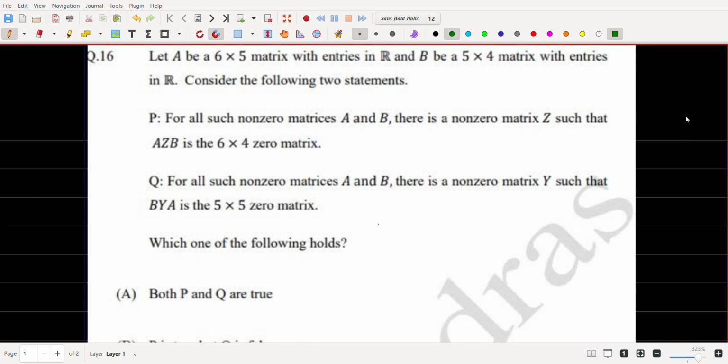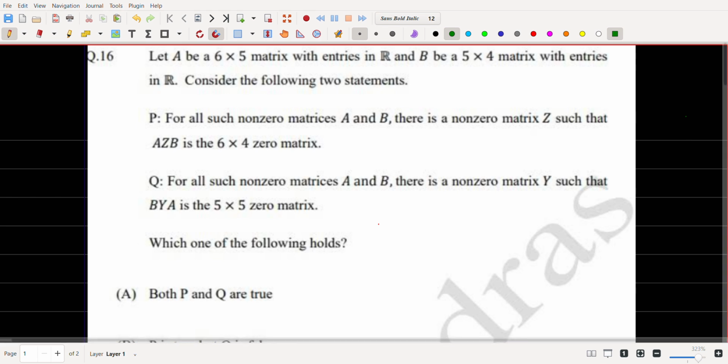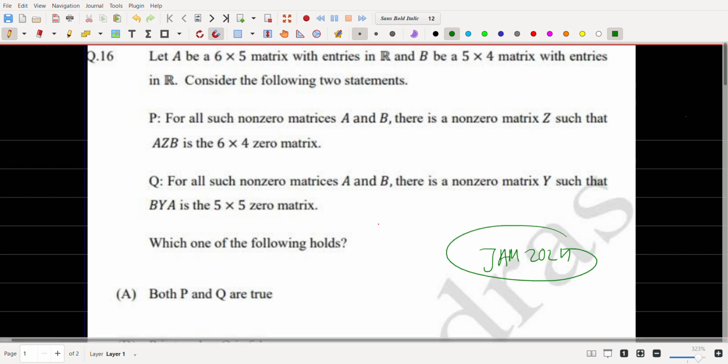So today I'm going to discuss an interesting problem from the linear algebra part of JAM 2024. Okay, this is a very nice problem, but if you try to solve it using just the concept of matrices, it will be very hard for you to find the actual answer. So that's why I'm going to solve it with a different approach, and the approach is nothing but the use of linear transformation, the idea of linear transformation.